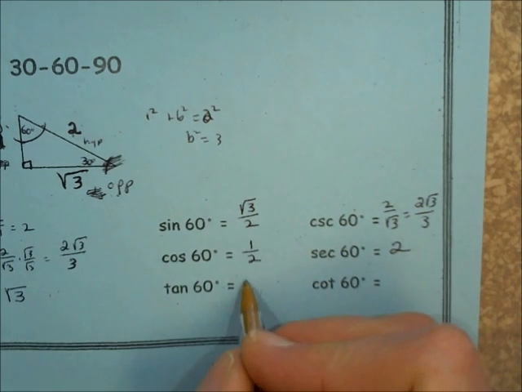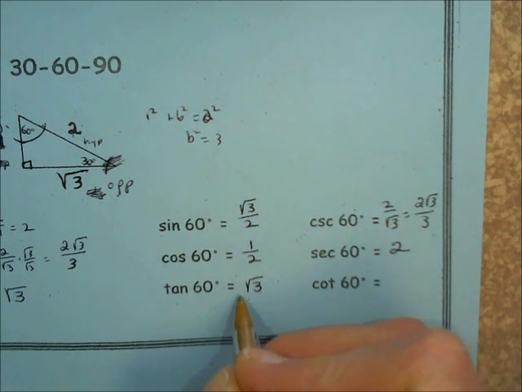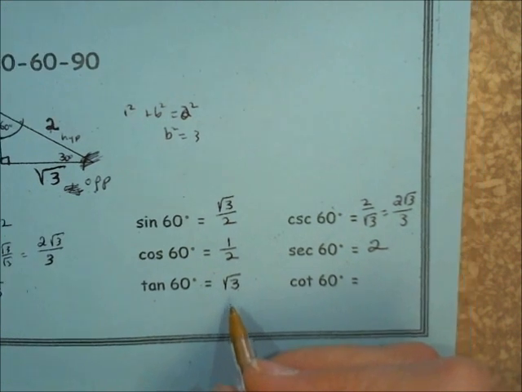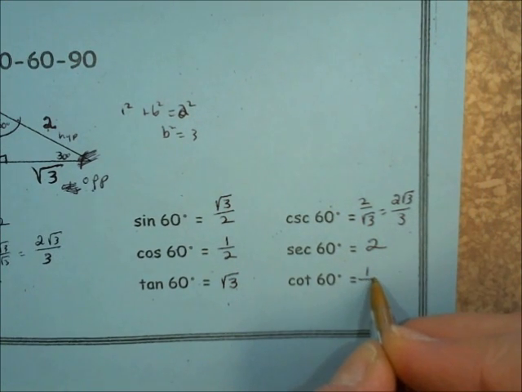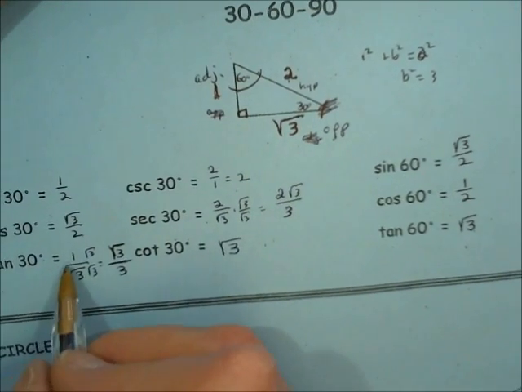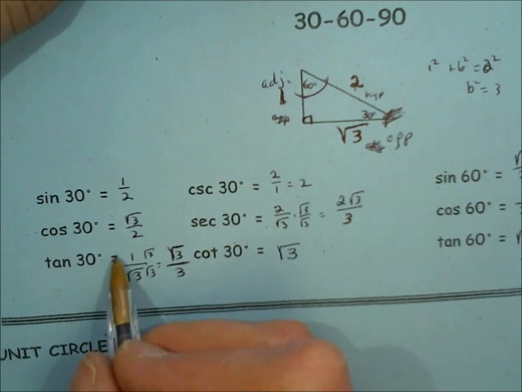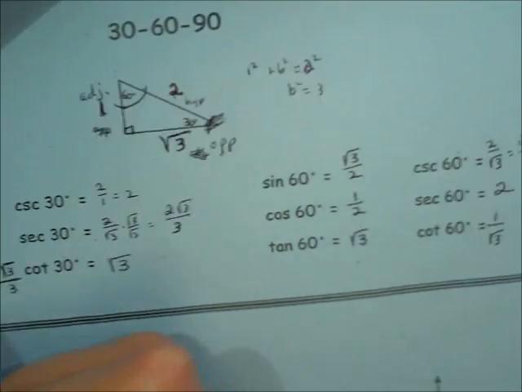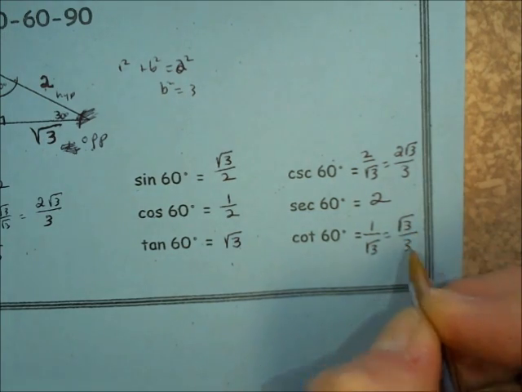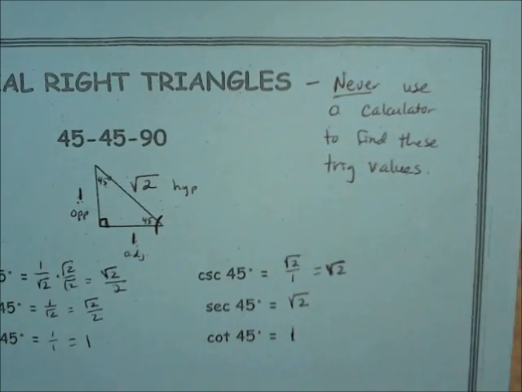And the tangent is opposite over adjacent. Well, the opposite side is the square root of 3, and the adjacent is 1, so square root of 3 over 1, we usually just write it as the square root of 3. And if you flip that upside down, you get 1 over the square root of 3. And if you rationalize that denominator like we did back here, you might have noticed that it's the same thing as the tangent of 30, 1 over the square root of 3, and that turns into the square root of 3 over 3.